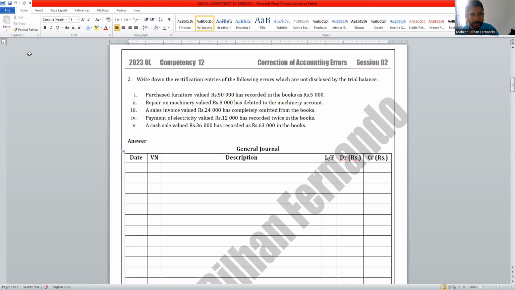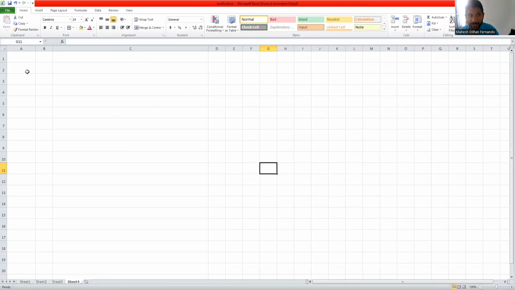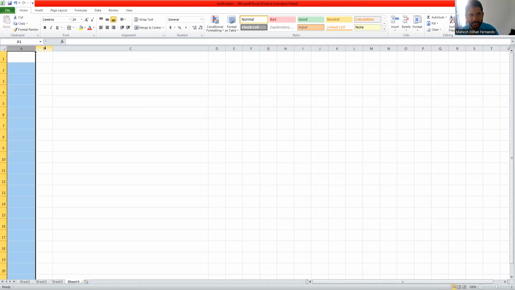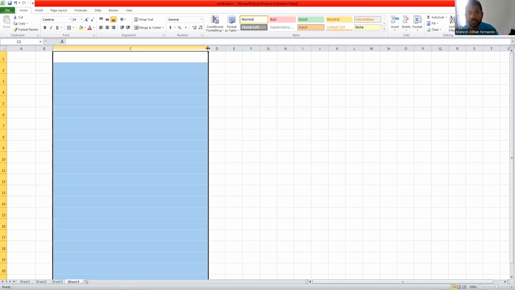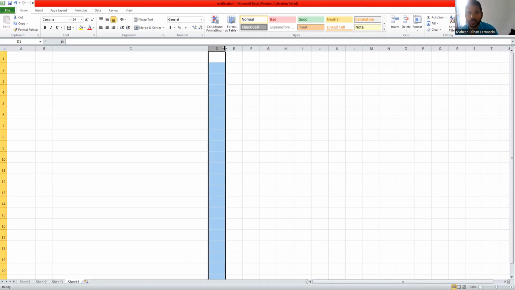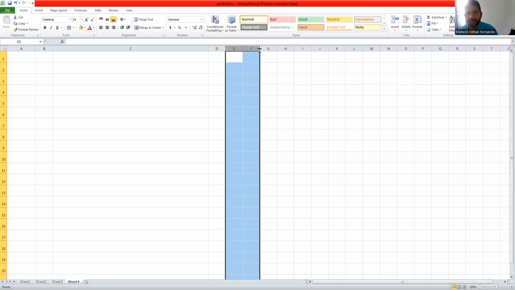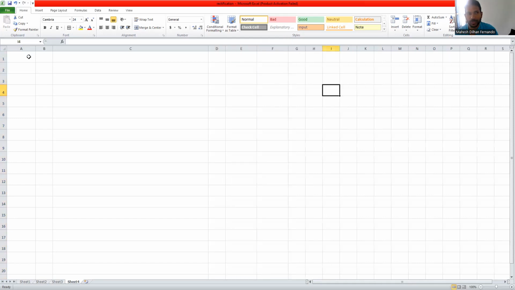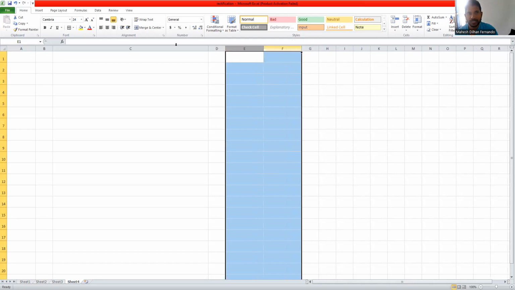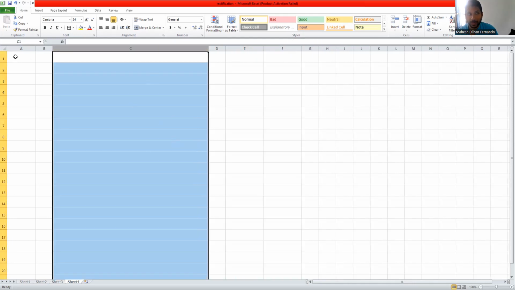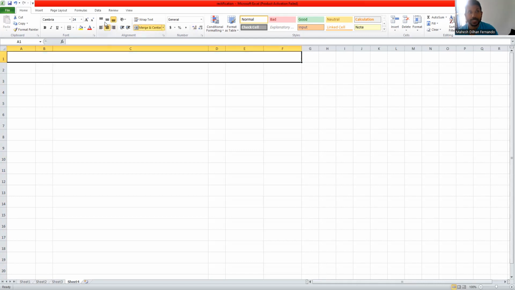When you write this in the exam, listen carefully to the format. Leave a small space for the date and a small space for the voucher number, but for the description take the full right space, the maximum space you need, because you have to write a narration. Then the ledger folio is a very small column, and for debit and credit take considerable space to record the rupee values. Some children leave only a small space, but you can't do that because you have to write a narration there. I think you know this.